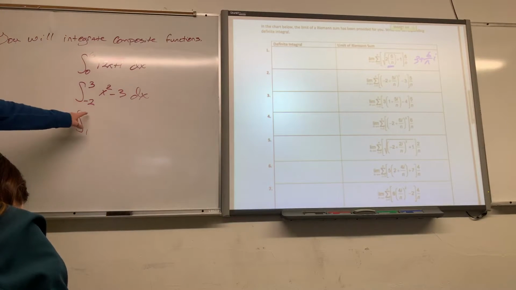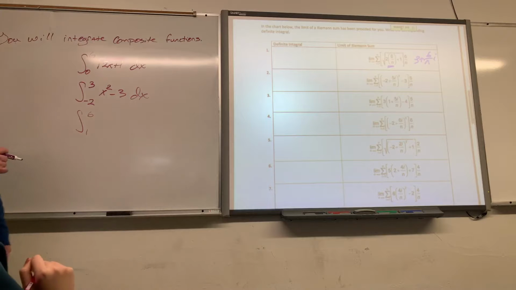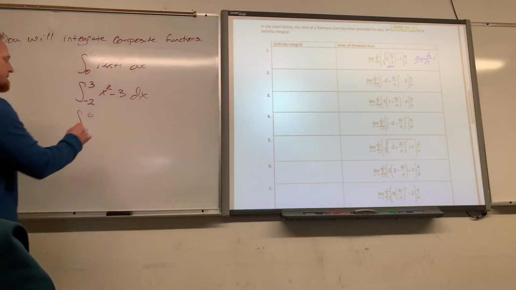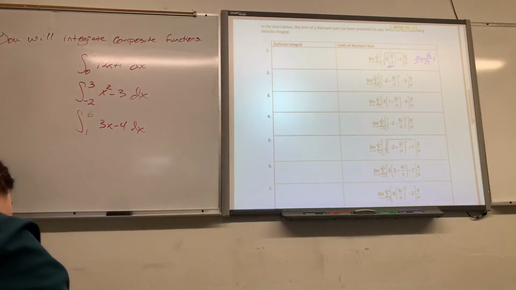All right, Jarrell, what's my B going to be? 6. Very good. Everybody good on where we got 6? All right. Jennifer, what's my function? 3x minus 4. Nailed it. Perfect. Nicely done.